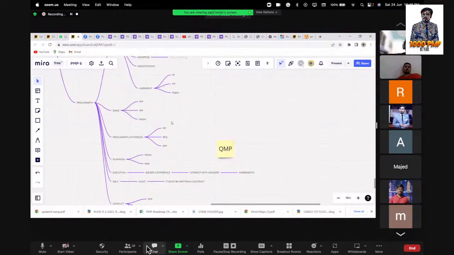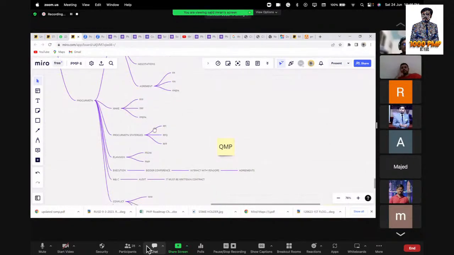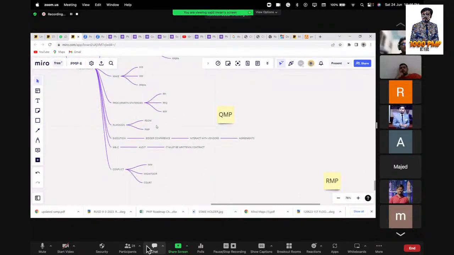Under procurement, we also have procurement strategies. Sometimes we only have requests for information. Sometimes we request for quote. Sometimes we have requests for proposals. So these are three strategies for procurement. Under procurement planning, we make our procurement statement of work and procurement management plan.